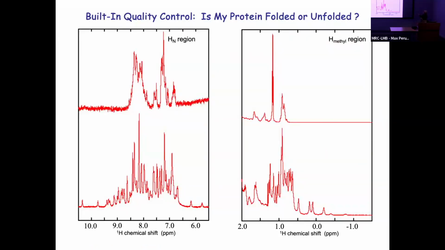Built-in quality control check is a very important part of what we do. This is a spectrum for an unfolded protein. So this is up at the NH region, this is the methyl region. We get no dispersion of methyl signals at all in an unfolded protein. All of those methyl groups are sitting out in solution. They're all in exactly the same environment. As we fold the protein up, those methyl groups experience different environments and they spread out into different frequencies.